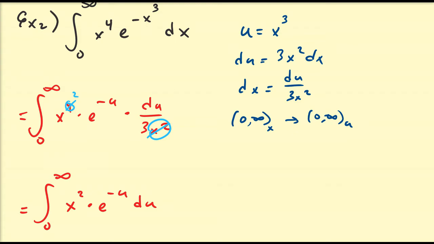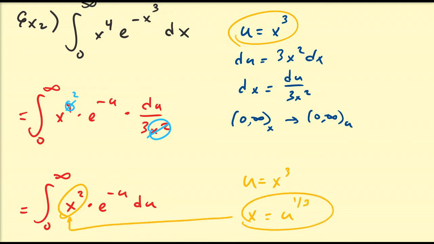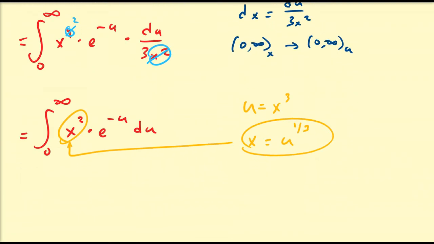So how can we replace this expression with that expression? If u is equal to x cubed, then x is going to be the same as u to the 1/3. So I'm going to replace that in the place of x. So this is going to be equal to the integral from 0 to infinity of u to the 2/3 times e to the minus u du.